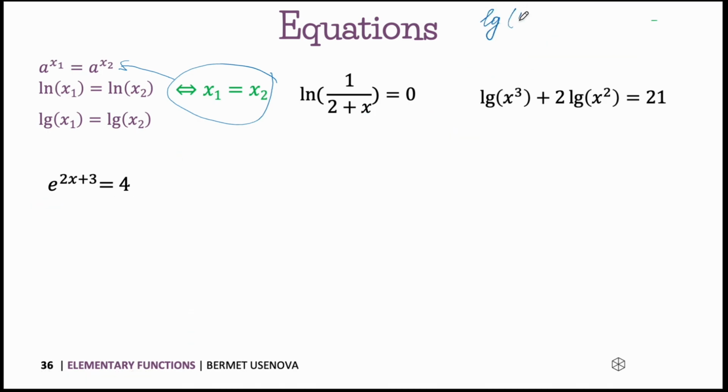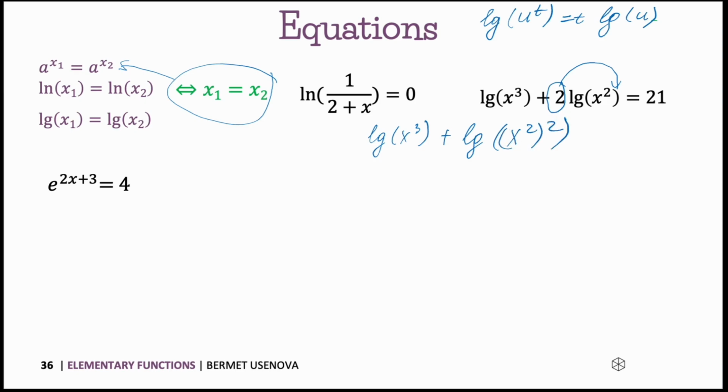Let's have a look at the third type of equation with log base 10. First of all, if we have something to the power, then we can put it outside of the logarithm like this. And if we look closely, we can put this 2 back here as well by using this rule. So the first expression, we leave it like that. We don't do anything with this logarithm. And here we put 2 back, which gives us x squared to the power of 2, which gives us log base 10 of x to the power of 4 equals 21.